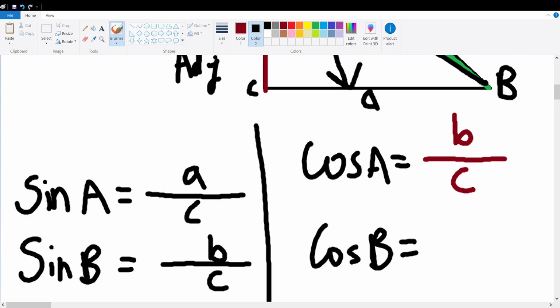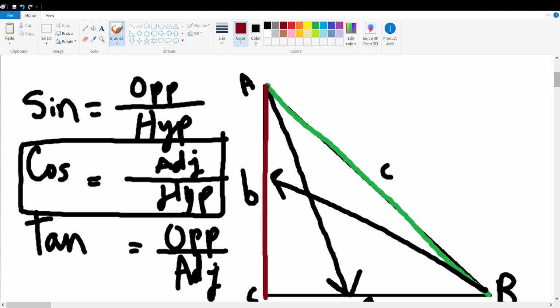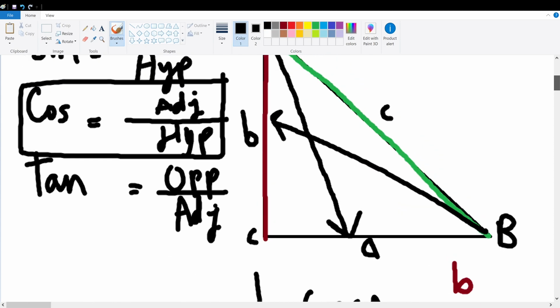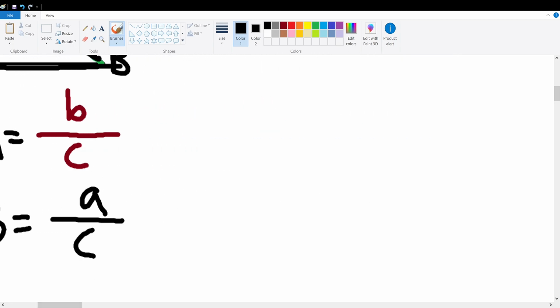Likewise, for angle B, we find its adjacent side and its hypotenuse, which remains C. The adjacent side relative to angle B is side length A. Therefore, cosine B is A over C. Now that we have this out of the way, let us move on to our final trigonometric definition.